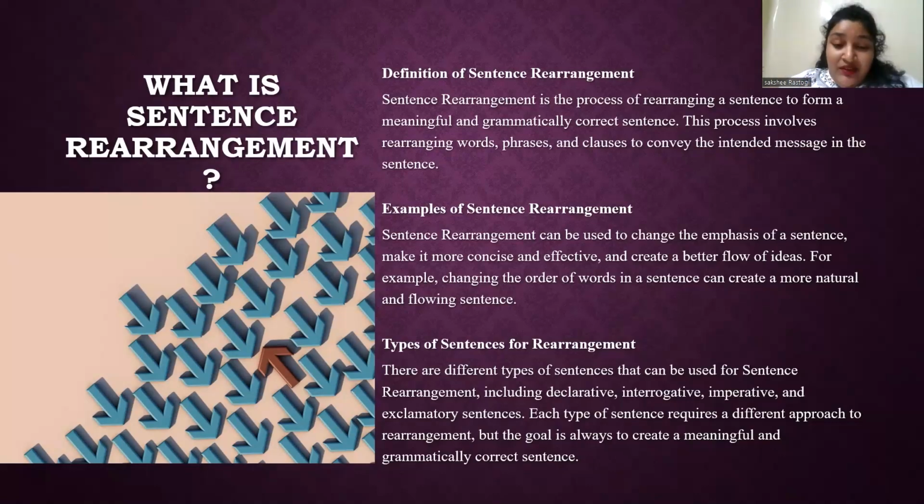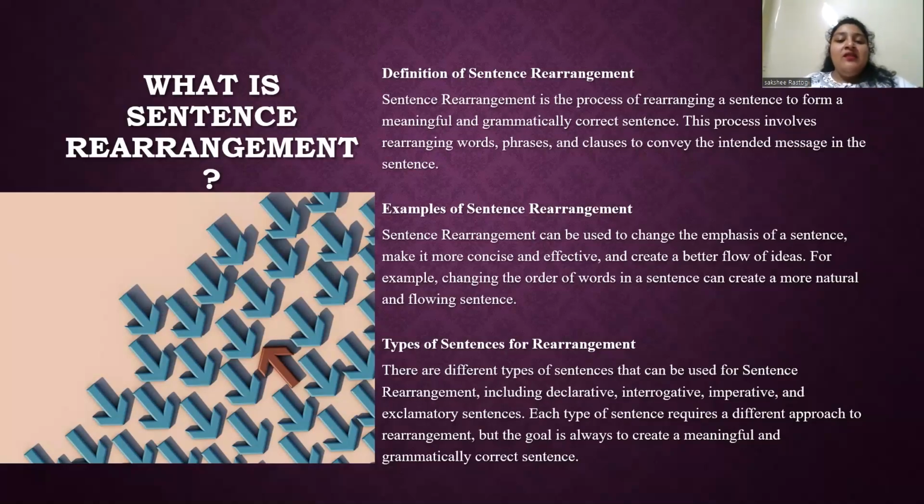So next is compound-complex sentences. It contains two or more independent clauses, which are complete thoughts, plus one or more dependent clauses, which are incomplete thoughts. For example, while I was at the store, I bought some milk, and when I got home, I realized that I had forgotten my keys. So the rearrangement of this example: while I was at the store, I bought some milk and then I realized I had forgotten my keys when I got home.